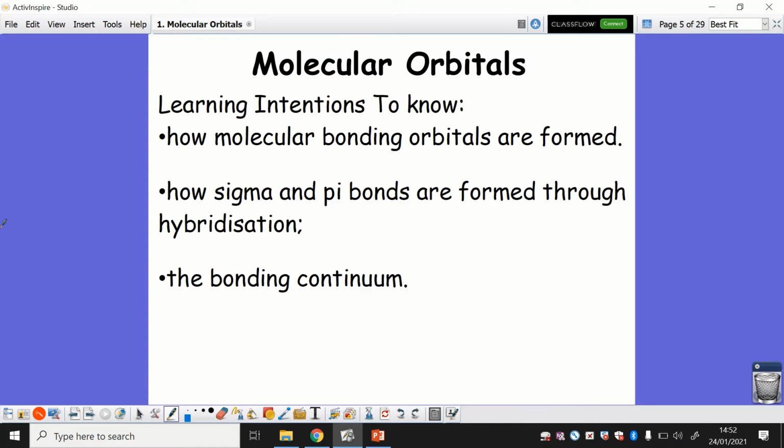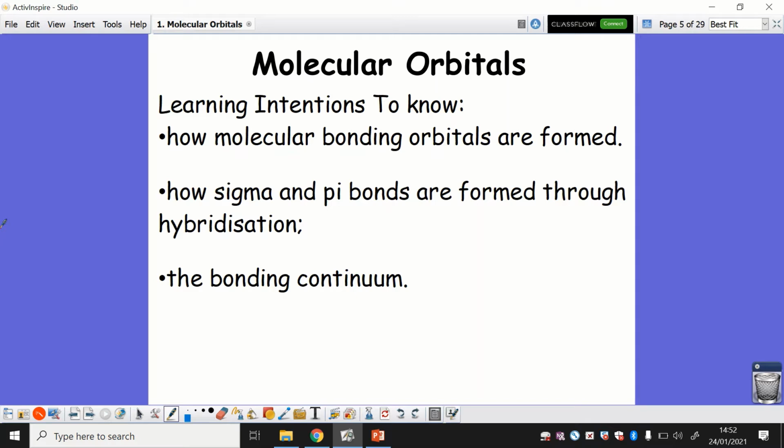Okay, if you're quite happy with skeletal diagrams, we're going to start looking at molecular orbitals. We're going to begin by thinking back to August when we looked at atomic orbitals. We thought about the shape of s orbitals, p orbitals and d orbitals. Now we're going to concentrate today on s and p orbitals and how they're involved in forming bonds. We're going to look at something called sigma bonds and pi bonds and how they are formed through something called hybridization. And then we're going to think about the bonding continuum.